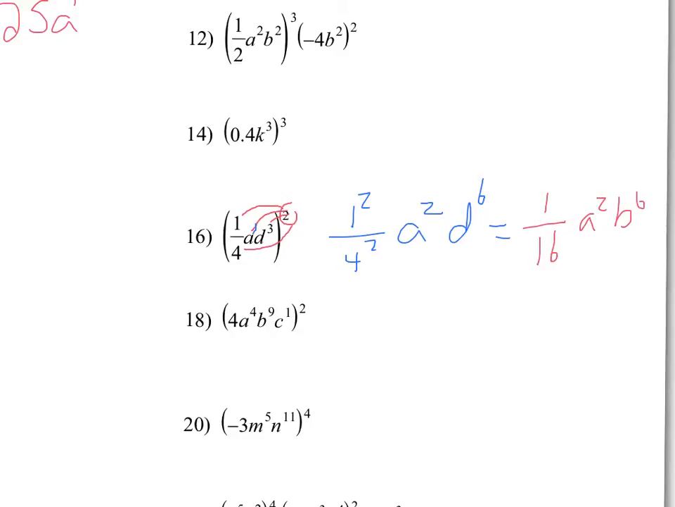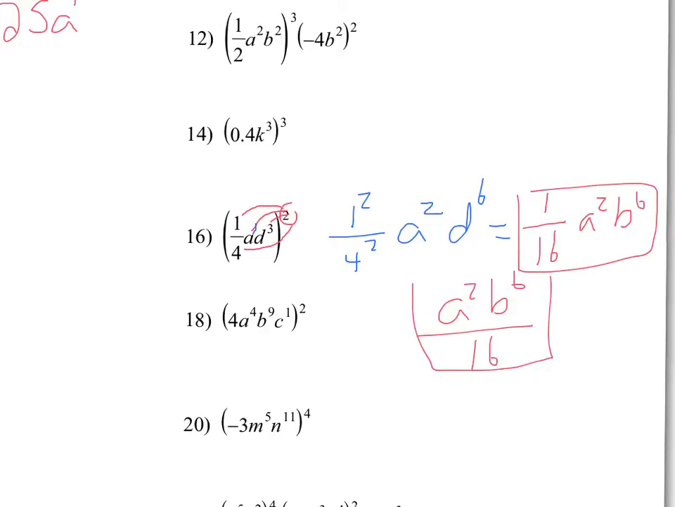So it can be written that way, or you could write it with a squared b to the 6th in the numerator and 16 below. Either one is acceptable, so it's up to you.